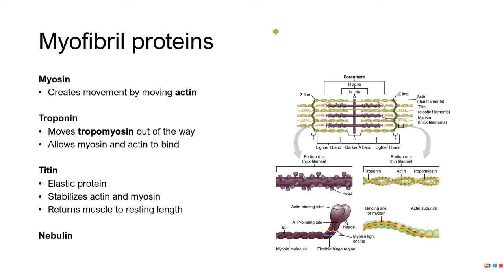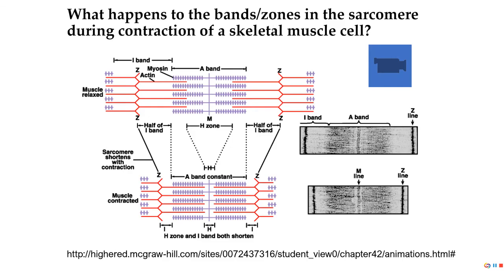Okay, and then we've got nebulin, and nebulin is an inelastic protein that also helps with structure, and it stabilizes actin. And so within a sarcomere, we've got a couple of different zones or bands: the I band, the A band, and the H zone. Now, the A band is wherever there is myosin. The I band is wherever there is no myosin. And then we've got the H zone, which is only where we have myosin.